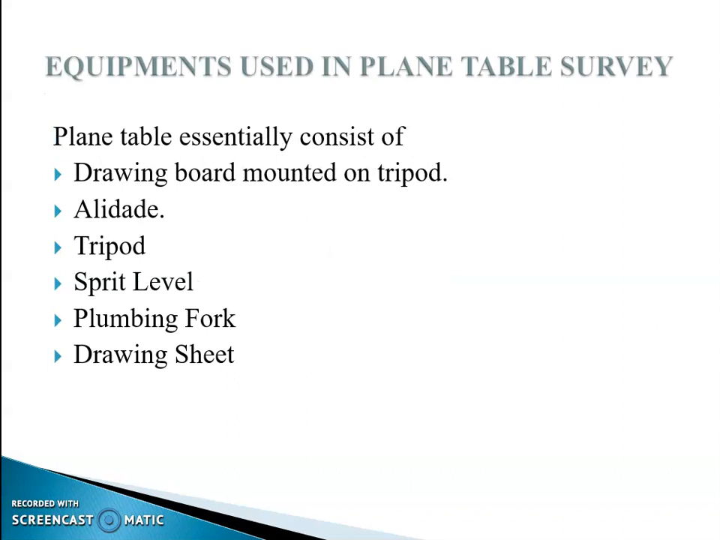Then, equipment used in plane table surveying. The plane table consists of a drawing board mounted on a tripod, a spirit level, a plumbing fork, and a drawing sheet. These equipments are necessary for performing plane table surveying.